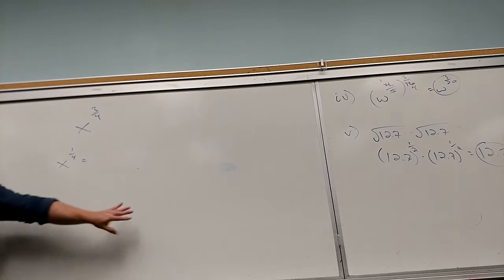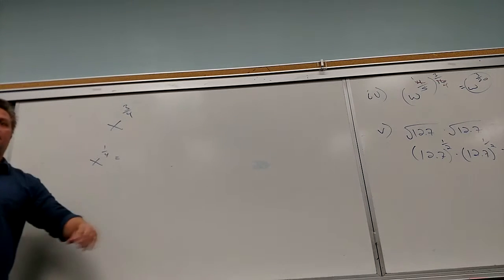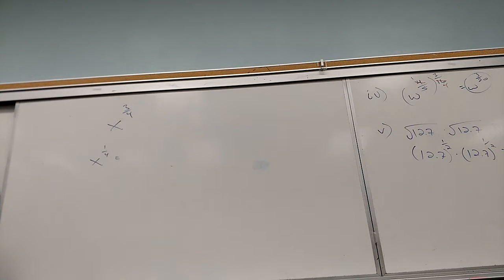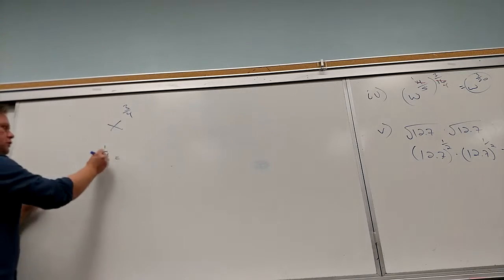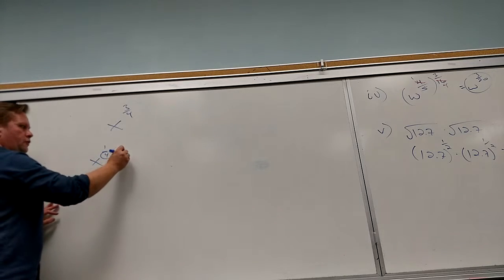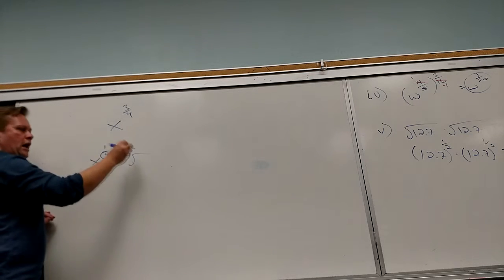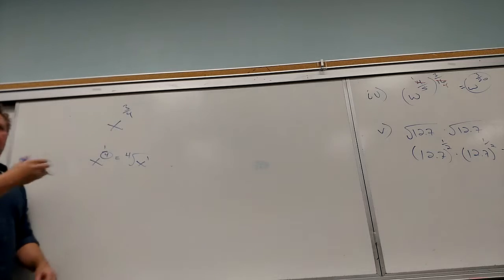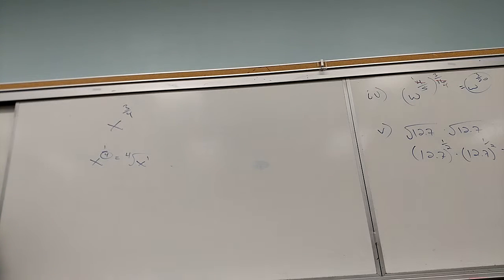So watch this. What's at the bottom of most plants? Roots. So the root is on the bottom. 4th root. The power is on the top. I wouldn't even have to write the 1, right? But I just did. Roots are on the bottom.